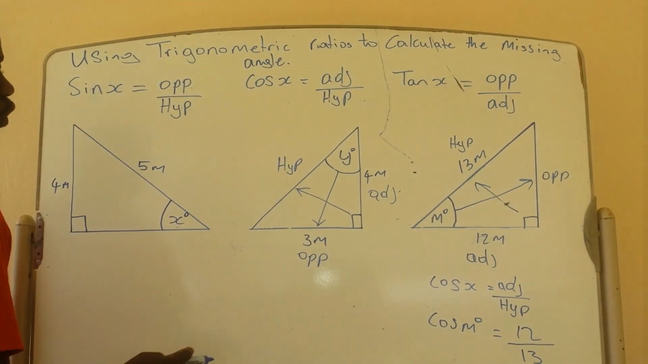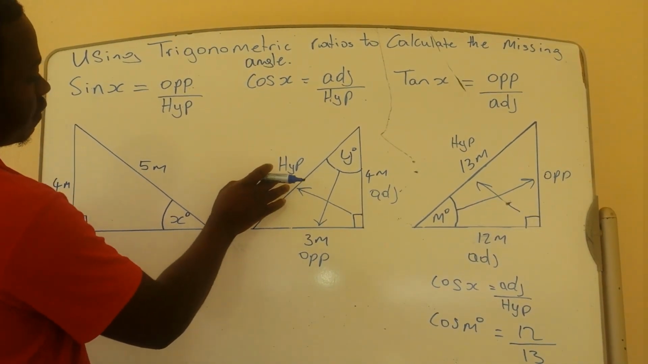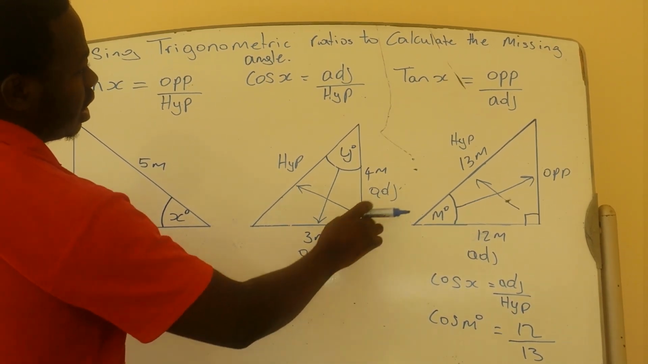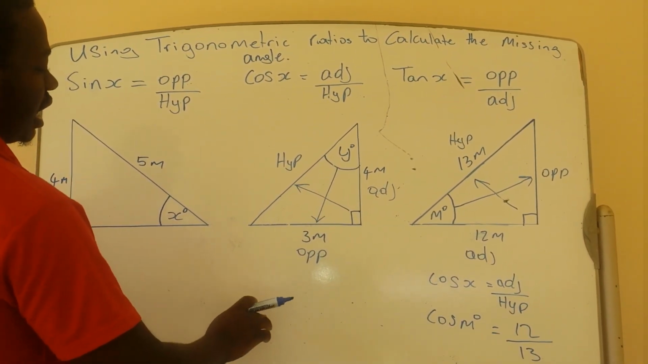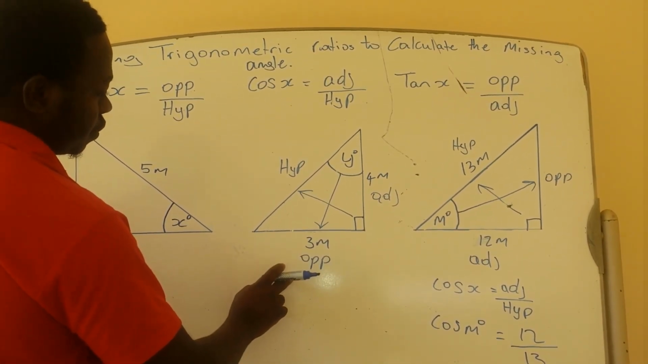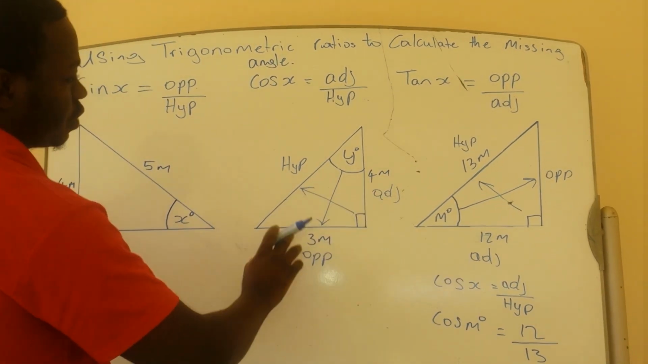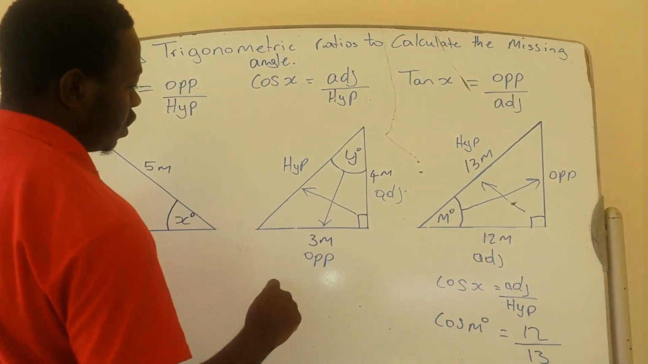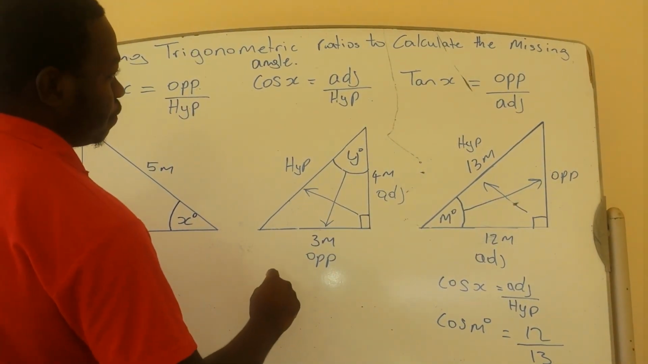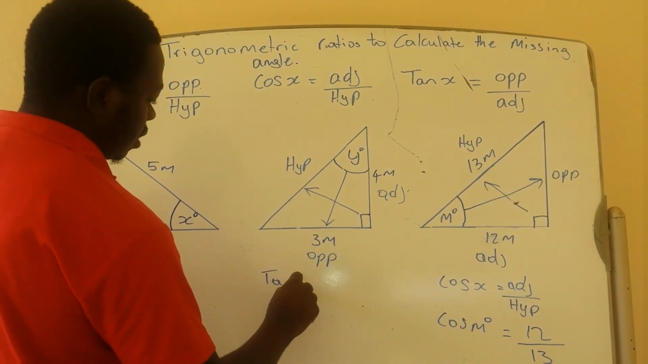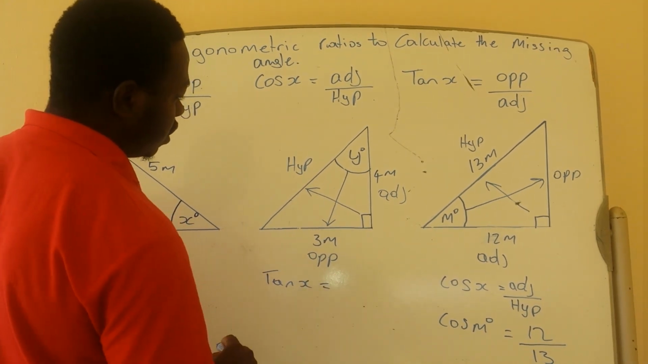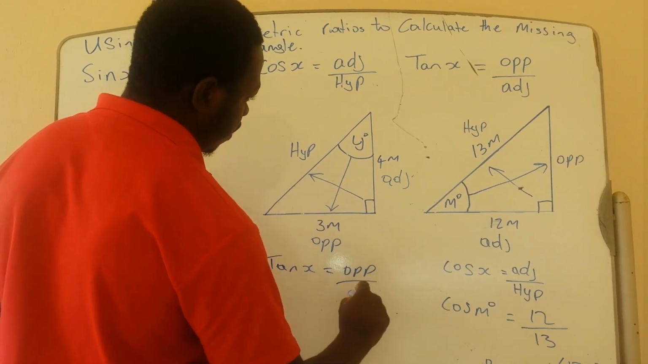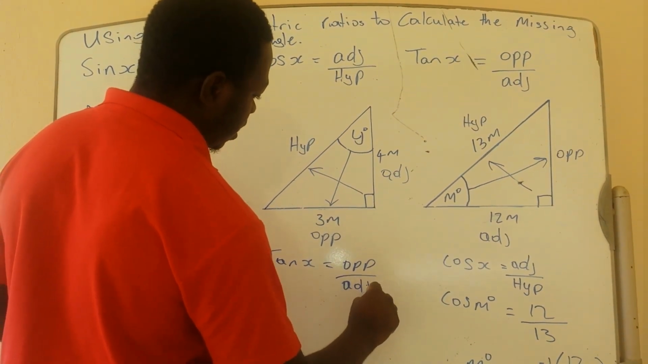Now, we know that we don't have any information for the hypotenuse. We only have information for the opposite and the adjacent. We know that opposite over adjacent, that ratio is associated with the tangent. So we'd use this one. So we'd say that tan x is equal to the opposite over the adjacent.